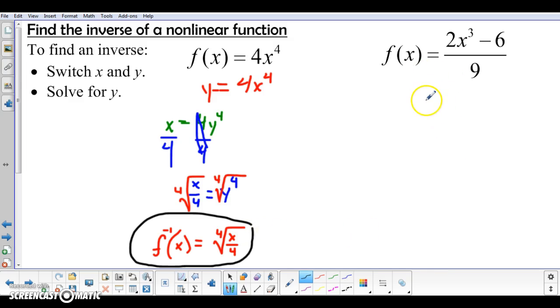Then with the next one, 2x cubed minus 6 divided by 9 is our original function. So to find the inverse, switch x and y and solve for y. And again, what I'm going to think about is all the things that happen to the input happen in the inverse operation in reverse order. So the last thing that would happen to x here would be dividing by 9. That's the first thing that's going to happen to it in the inverse. So as I solve for y, I need to multiply by 9 first.